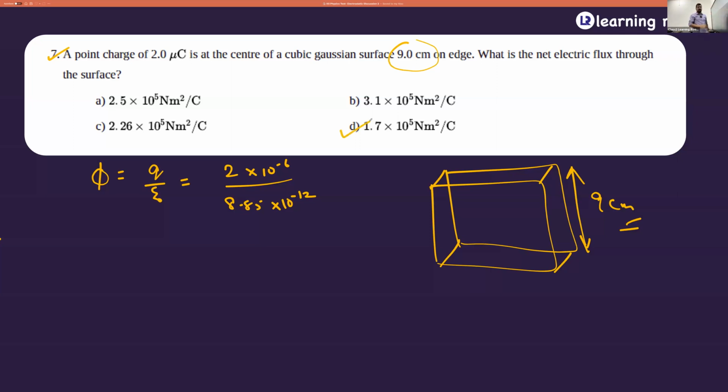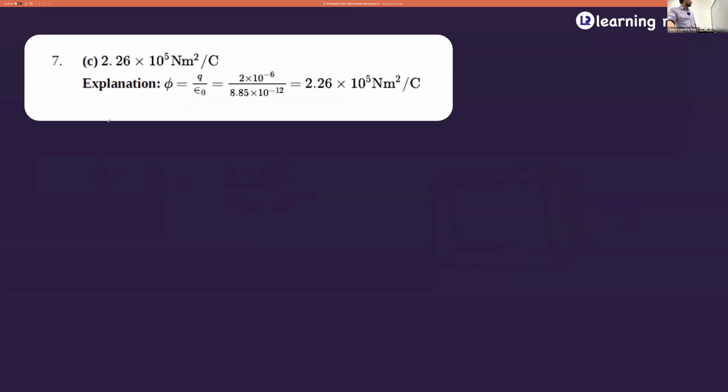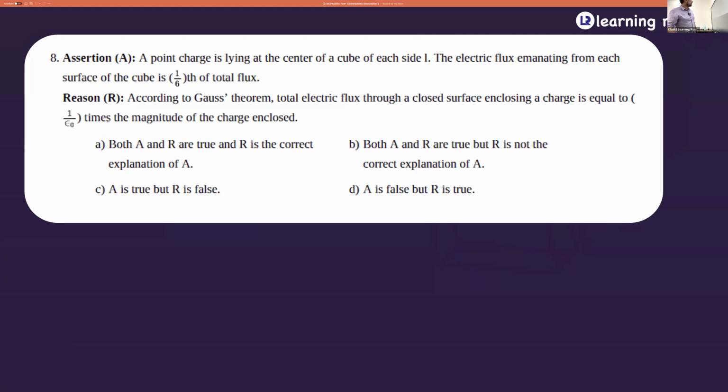I'm not sure what is the answer. I think it is 1.7. Answer is 2.261. The calculation part I'm not checking. I hope you're getting it. 2.26 into 10 power 5. So that's the answer. But the logic is q divided by epsilon naught.